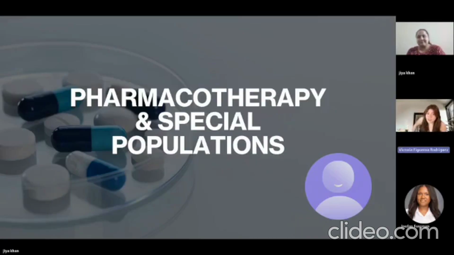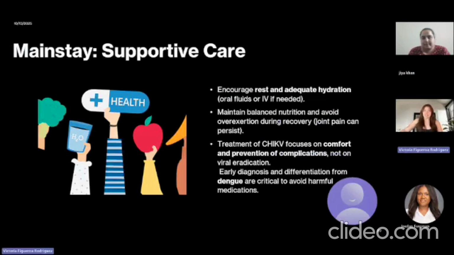So even when there is not a cure for chikungunya, there is pharmacotherapy and treatments that we can use to manage the symptoms. That's what we'll be talking about more in depth. When we talk about supportive care, since there is no specific antiviral therapy approved for chikungunya, like I said before, the main goal is just to address the fever and pain, which are the symptoms.